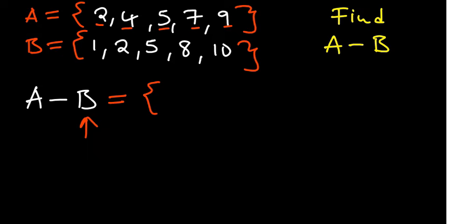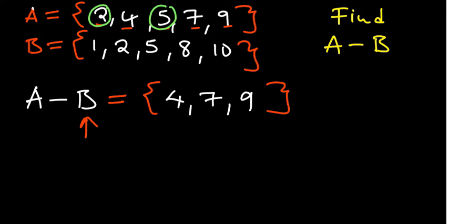We can see that 2 is part of B. We can also see that 5 is also part of B. So 2 and 5 are the common elements, and they are supposed to be removed from A. What remains in A is 4, 7, and 9. That's what it means.